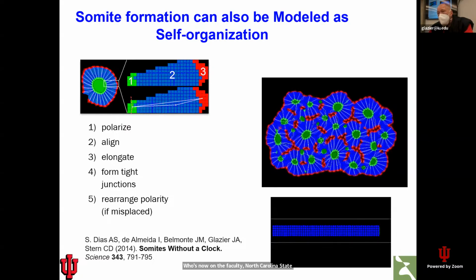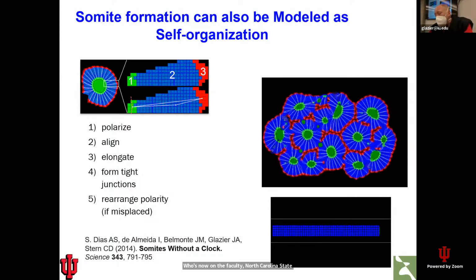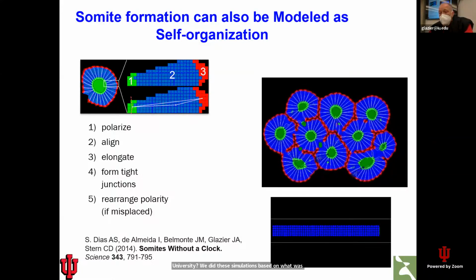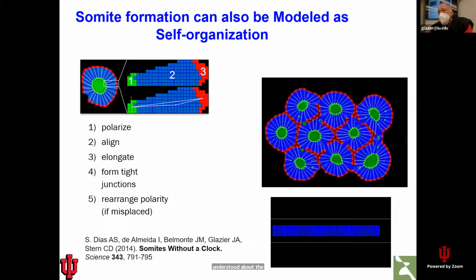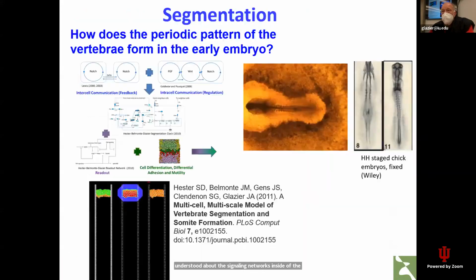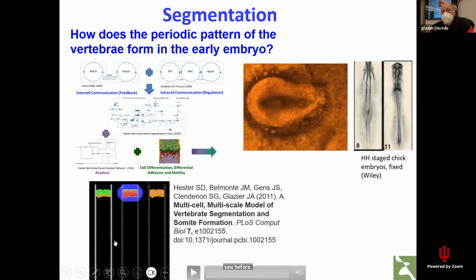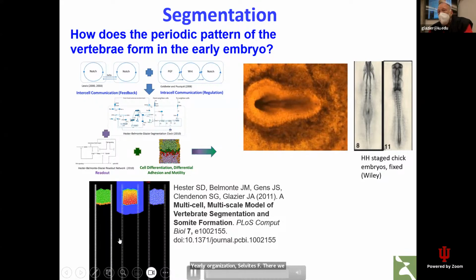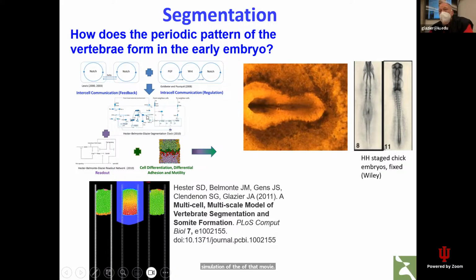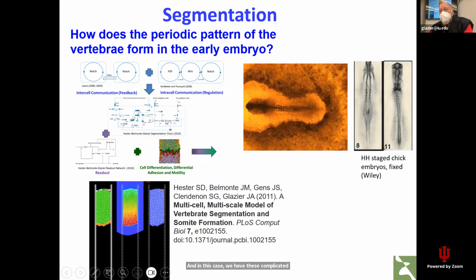We did these simulations based on what was understood about the signaling networks inside of the cells that are going to give rise to the somites. That was that movie of the chick that we saw before. Here, the organization of the somites, and we saw the simulation of that movie. And in this case, we have these complicated intracellular chemical oscillators that are interacting with this long-range chemical gradient that lead to differentiation of the cells and organization.